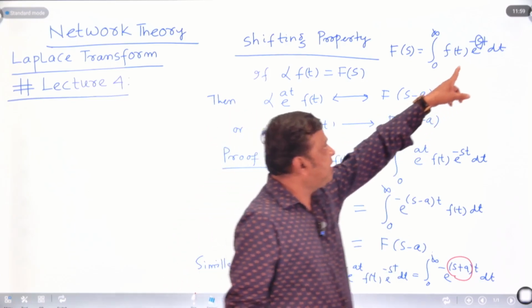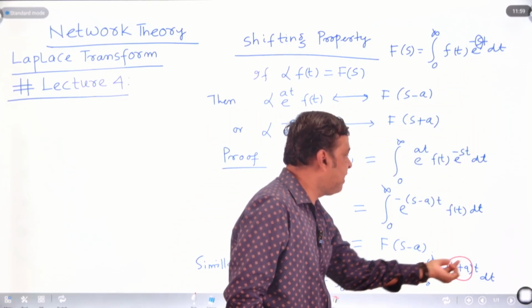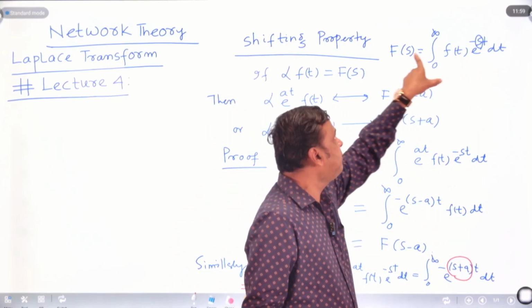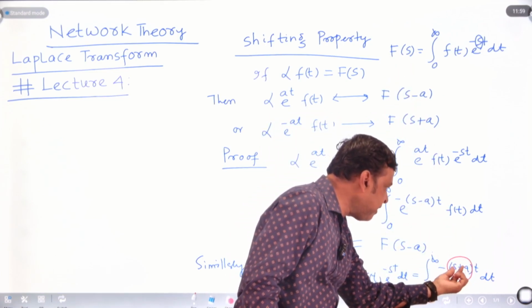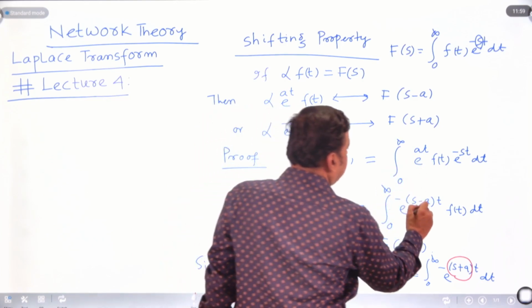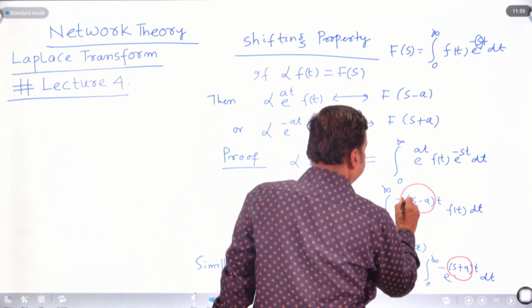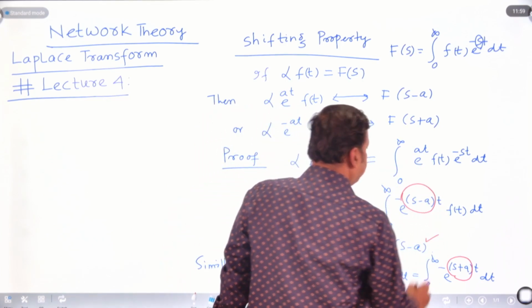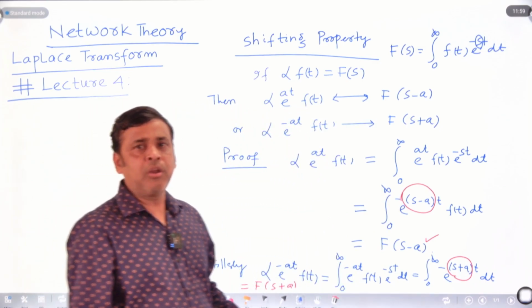The integral of e to the power minus st dt gives e to the power minus st. If it is minus st, that means f of s. Here, s is nothing but s plus a, which is why we get f of s plus a. Here, with minus t, this is s minus a, which is nothing but f of s minus a. So that is all about it.